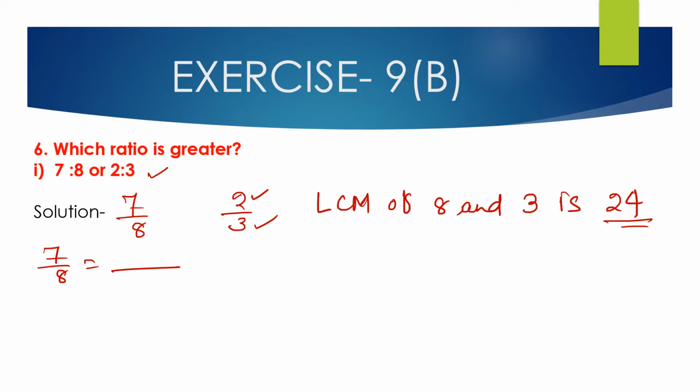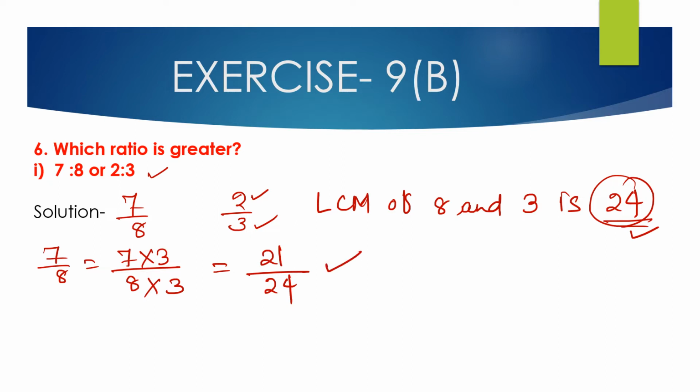Here the consequent is 8. Which number do we have to multiply 8 by to get the LCM 24? We know in the table of 8, 8 multiplied by 3 is 24. So we have to multiply the number 3 with the antecedent, that is 7. 7 multiplied by 3 is 21. Now 21 divided by 24 is the equivalent ratio of 7 divided by 8.